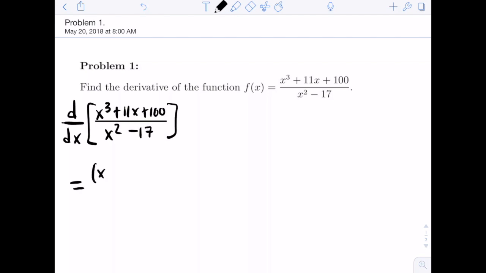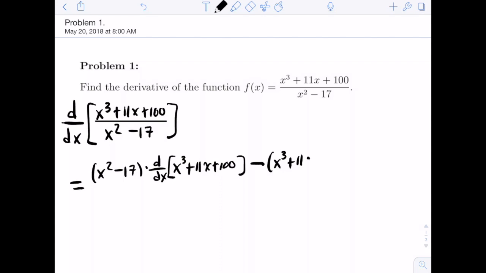So doing that, what is that? We've got the bottom times the derivative of the top. I won't actually take the derivative yet. I'll just put this little notation here to say that I am going to take the derivative, but not just yet. So bottom times the derivative of the top minus, it's very important you put the minus, the top times the derivative of the bottom.